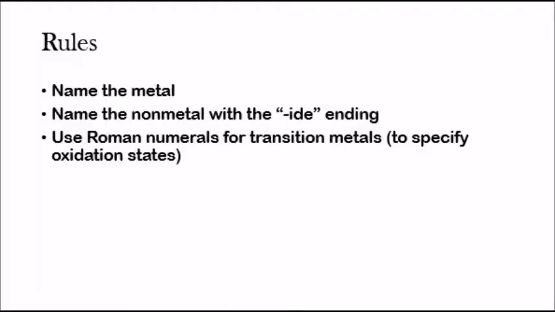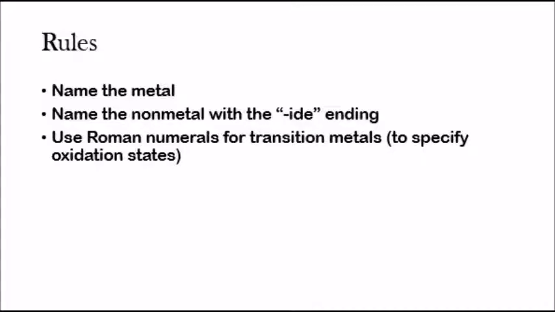The way we name these is we first name the metal, and then we name the nonmetal with the -ide ending, and then here's the little difficult part. We use Roman numerals for transition metals to specify oxidation states. We've talked about oxidation states in our video on bonding. It's important that you go back and watch that video if you don't know what an oxidation state is.